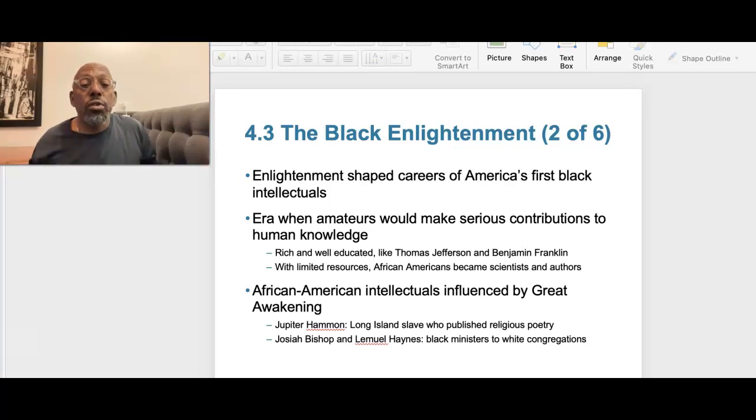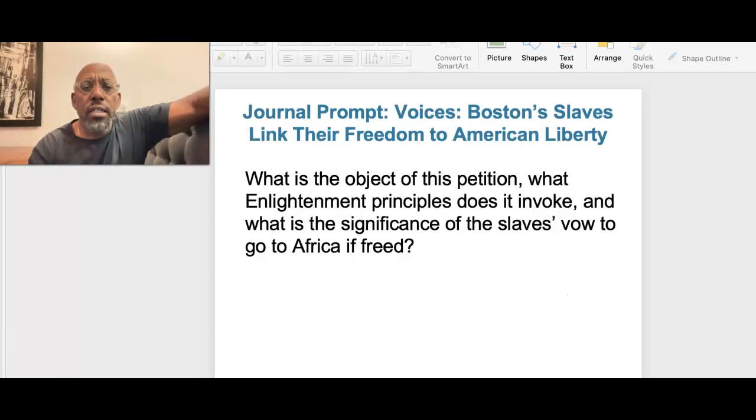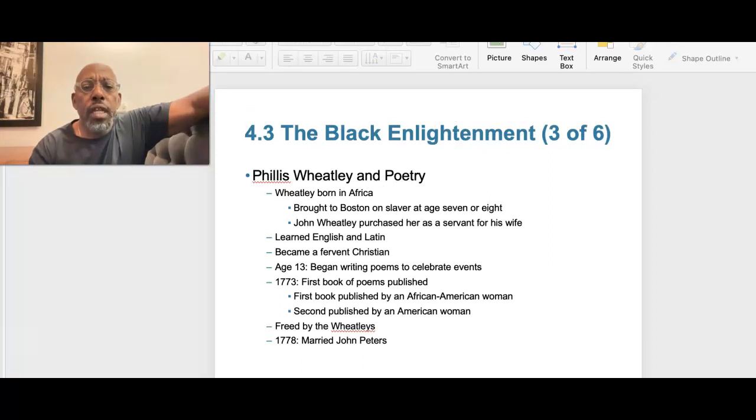African American intellectuals were influenced by the Great Awakening, people like Jupiter Hammon, a Long Island enslaved African who published religious poetry. People like Joseph Bishop and Lemuel Haynes were Black ministers to white congregations. So again, a very, very small few people, but important and significant nonetheless. Now, again, in terms of the Enlightenment, one of the more important people that we want to recognize is none other than Phillis Wheatley and her poetry.